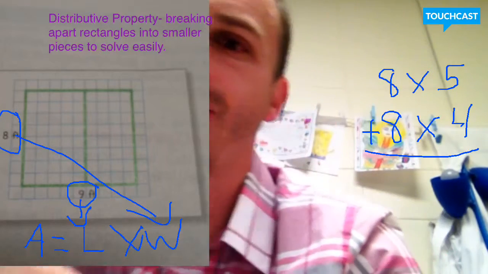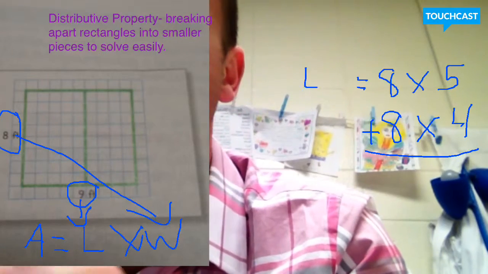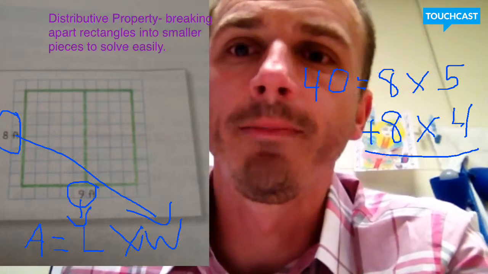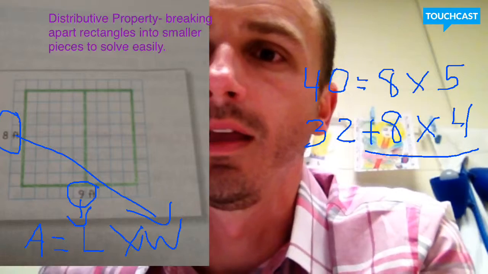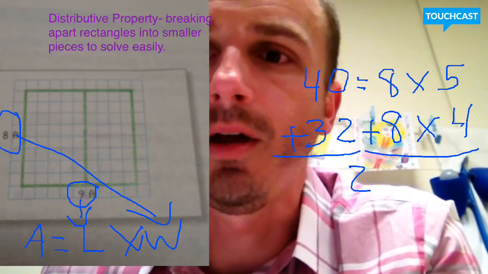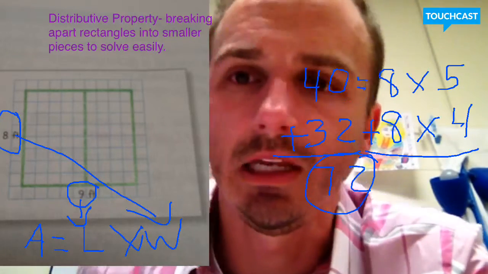So 8 times 5, let me scoot over here, it's going to equal, I'm going to do this backwards than you're used to, it's going to be 40. So I'm going to count by 5s. 8 times 5 gives me 40, and then 4 times 8 is 32, and then when I add these together, I'm going to have a product, or in this case a sum, of 72.